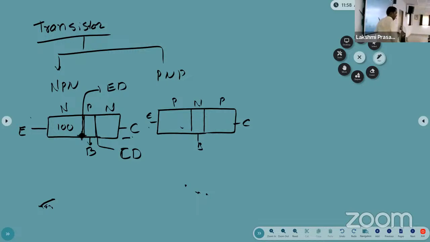Now biasing, shall I connect now only? Okay, now here 100 electrons are there, and here lightly doped 20% of holes, and remaining 80. Now we are connecting.